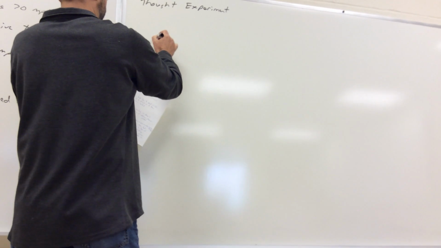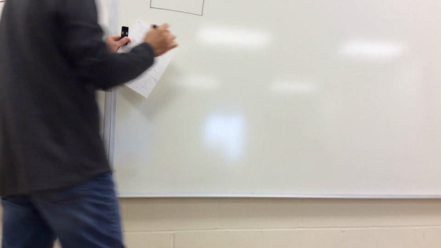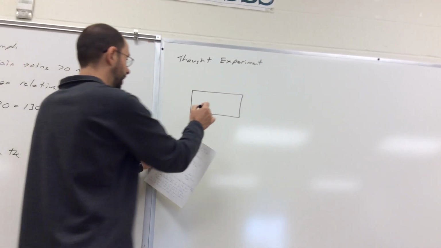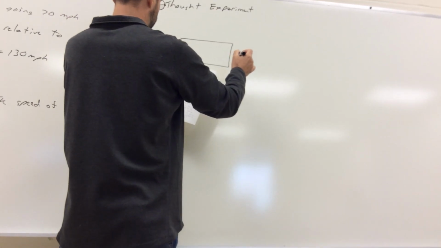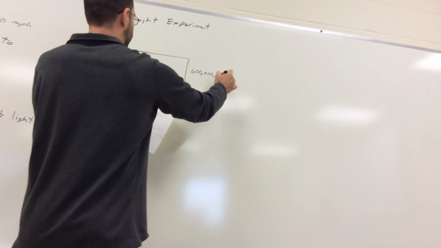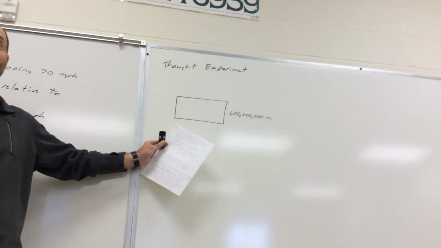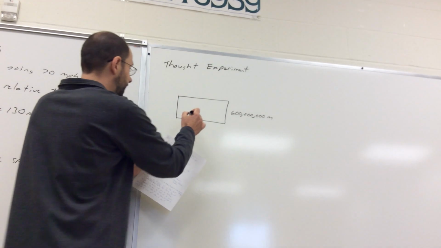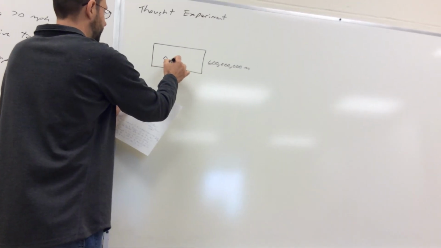So now we've got, here's the train car, right? And there's a person in there. Let's say the train car is 600 meters tall. So it's a pretty tall train car. And there's a person down here with a flashlight.